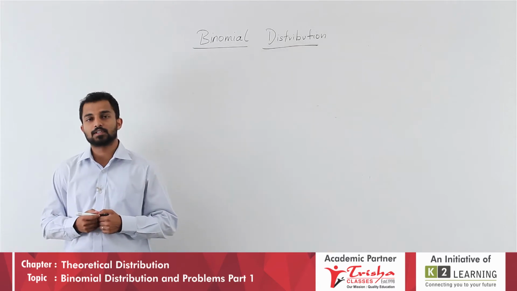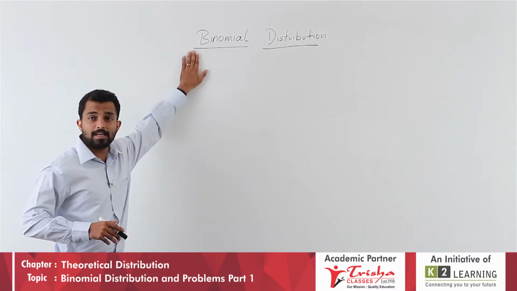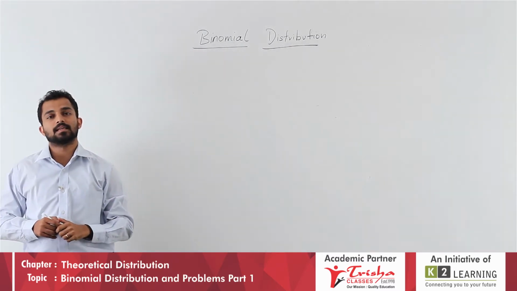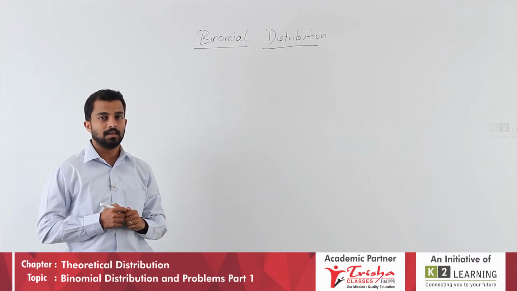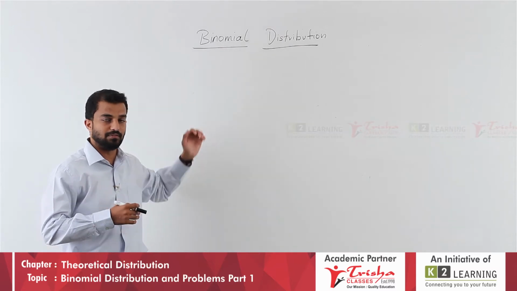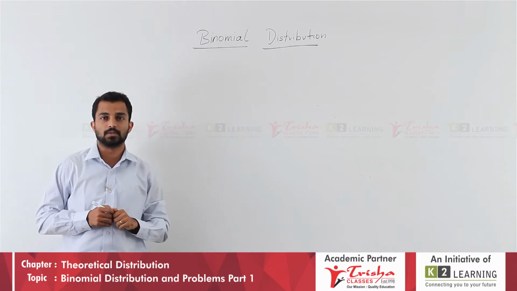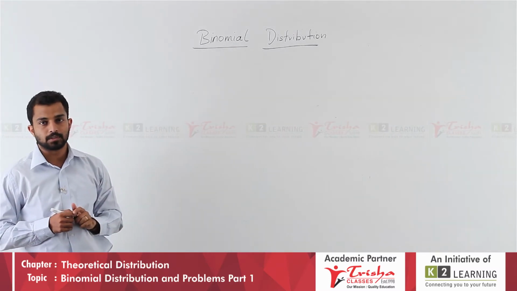Today we are going to study the second type of distribution, that is binomial distribution. Again, this is also a discrete probability distribution, and this is just the extension, or one step further, from the previous one that we had studied, that is Bernoulli distribution. Now, what is so special about binomial distribution?